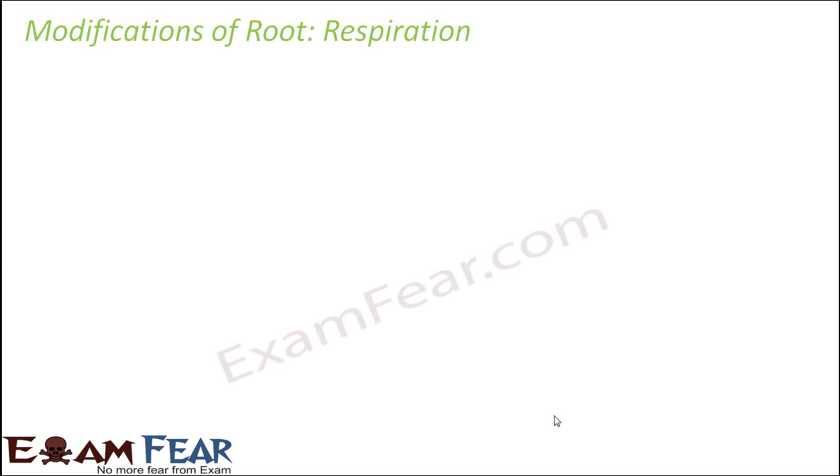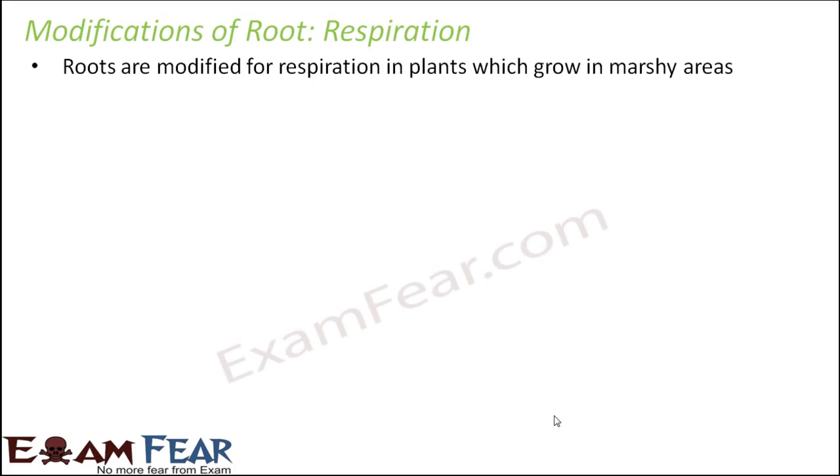Now let us look at the root modifications for respiration. How are roots modified to help in respiration? Roots are modified for respiration in plants which grow in marshy areas, that means the muddy areas where you have comparatively more water, so those kind of damp areas. So how are the roots modified? They have special structures known as pneumatophores, and due to the presence of these pneumatophores, these kind of roots help in respiration.